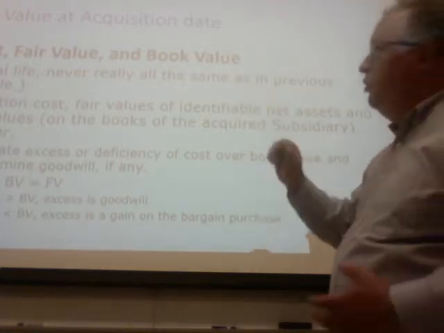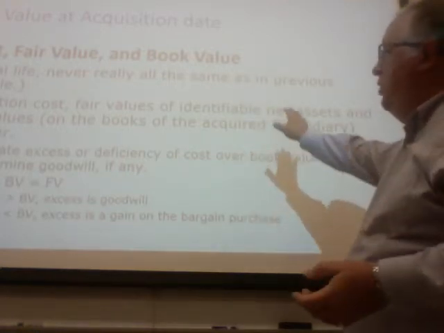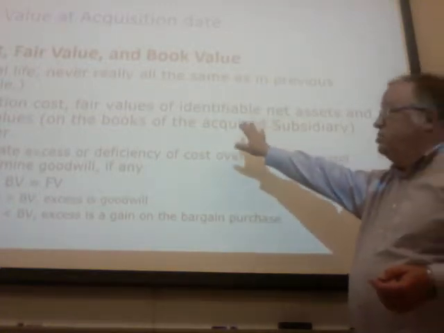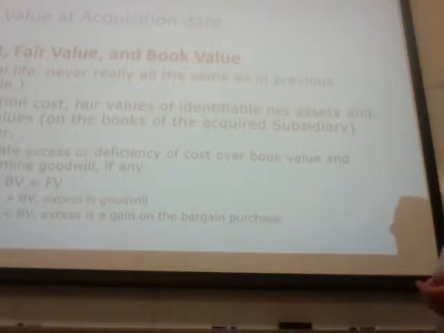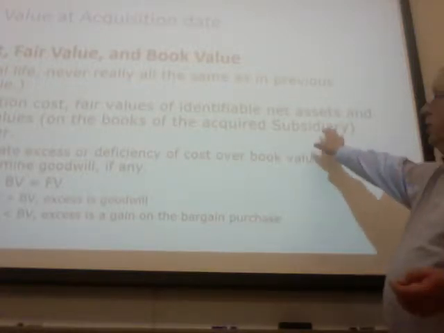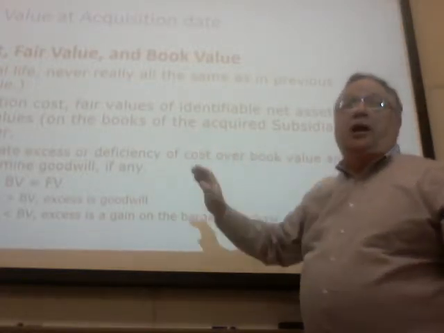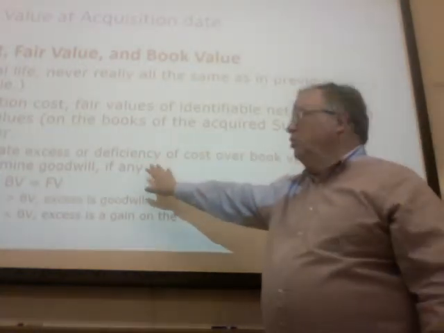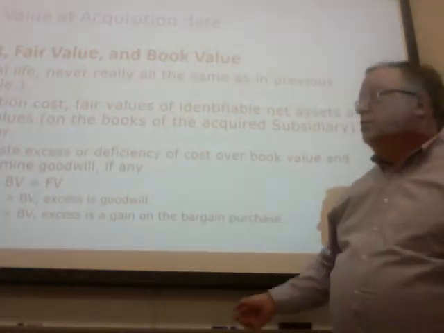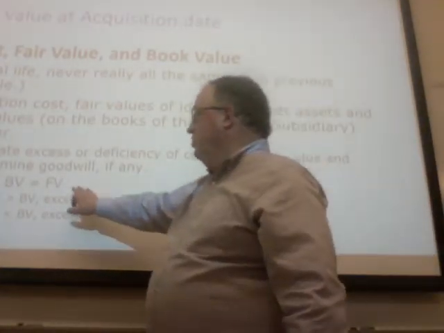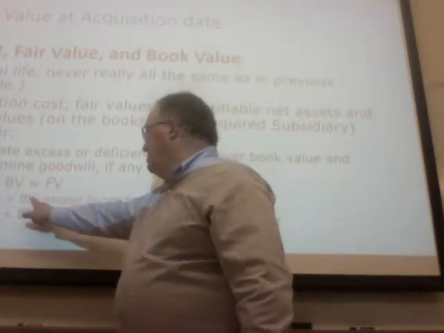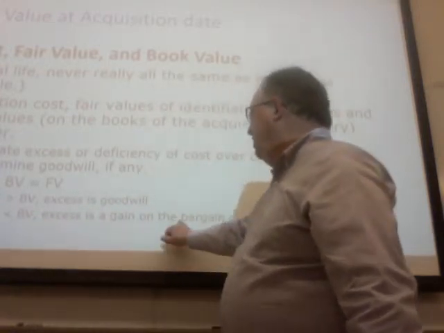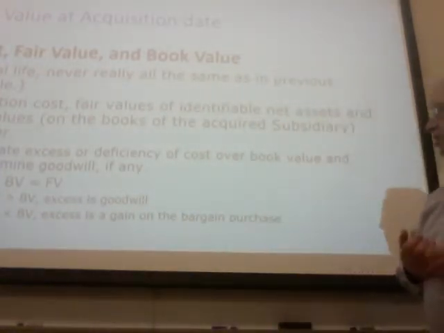Okay, again, cost, fair value, and book value, these concepts that we continue to deal with. In real life, they're never really all the same as in the previous example. So acquisition cost, fair values of identifiable net assets, and book values on the books of the acquired subsidiary are going to differ. I mean, that's our reality. So we'll allocate the excess or deficiency of cost over book value and determine goodwill, if any, as we've been doing in Chapter 2. When book value is equal to fair value and cost is greater than book value, the excess is goodwill. When cost is less than book value, the excess is a gain on the bargain purchase.